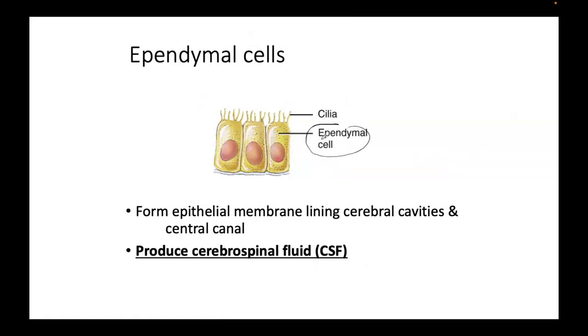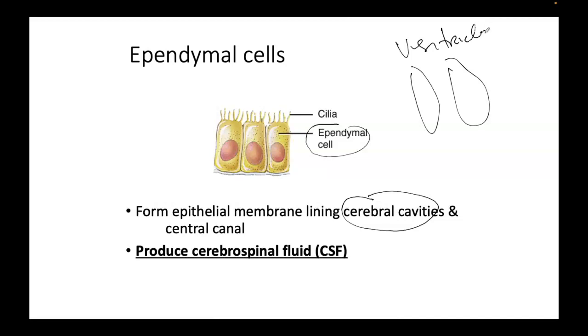Ependymal cells, these are ependymal cells. These line the cavities within the brain, the cerebral cavities. The cavities within the brain, let's say these cavities, are called ventricles. And we have lateral ventricles in each hemisphere of your brain. So this is one lateral ventricle, and this is the second lateral ventricle.